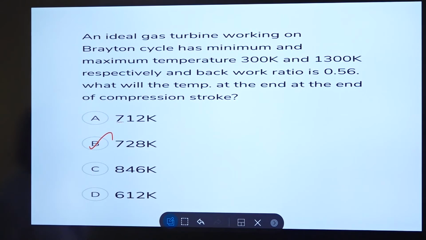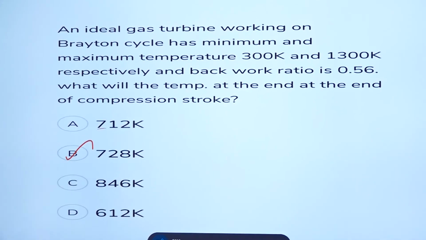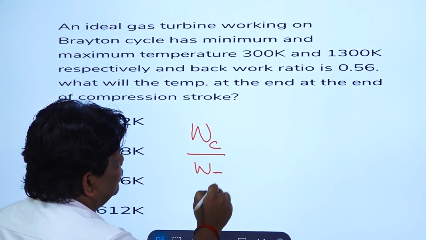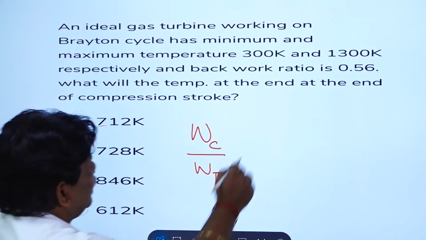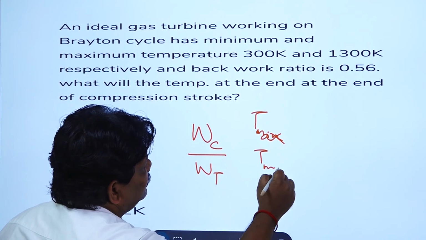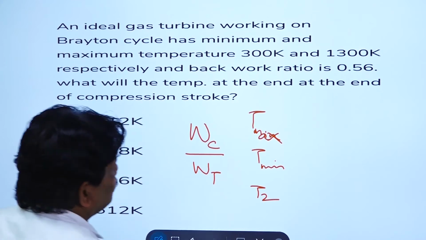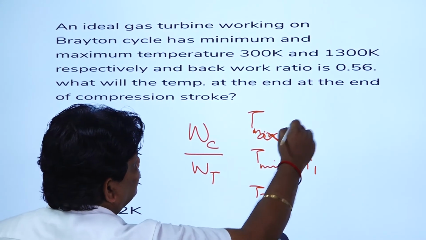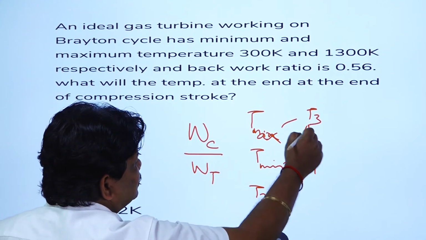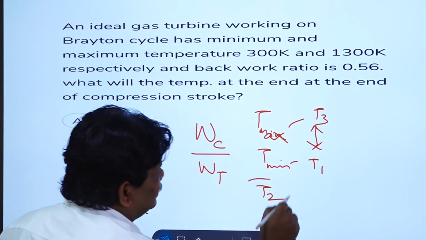So in this question, the maximum and minimum temperatures are given, and then the back work ratio is given. The back work ratio is WC by WT, and the values of T max and T minimum are given to you. With this you are going to find the value of T2. T minimum is T1 and T max is T3. So only by using the PVT relation you can find the unknown, that is T2.